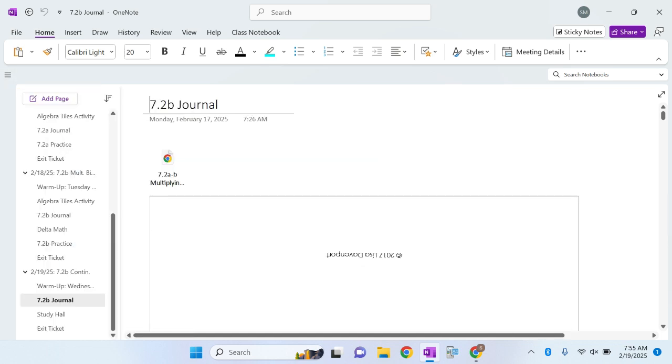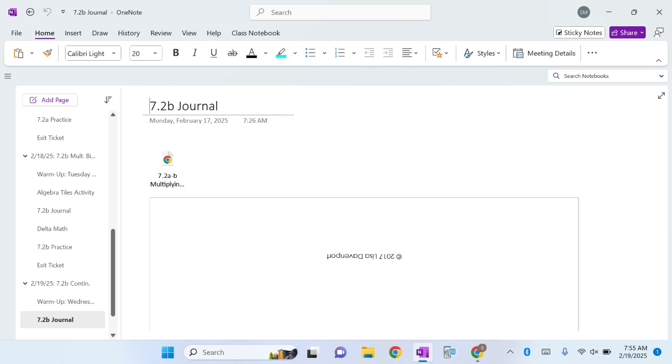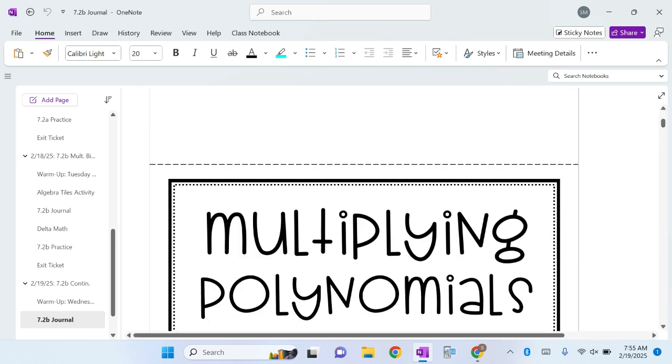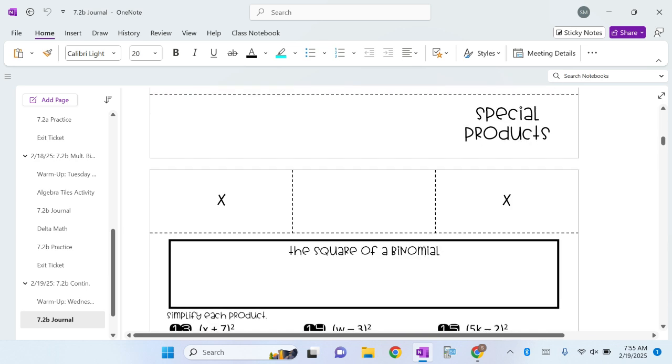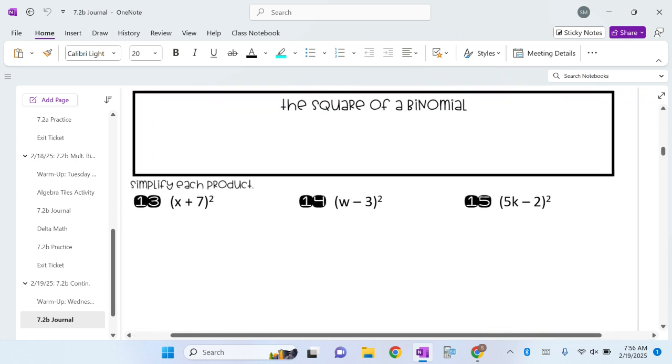All right. So yesterday we kind of already mentioned some of the special products with our algebra tile activity. These are just very special cases of polynomials when it comes to multiplying. So if I'm looking at the first part of the notes.